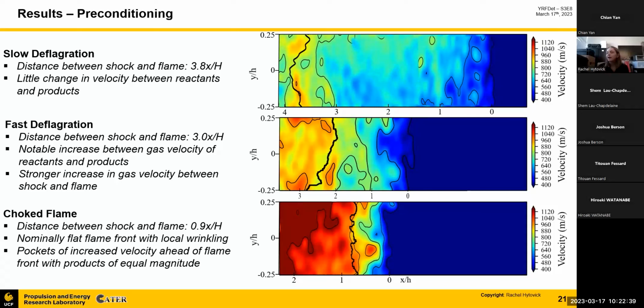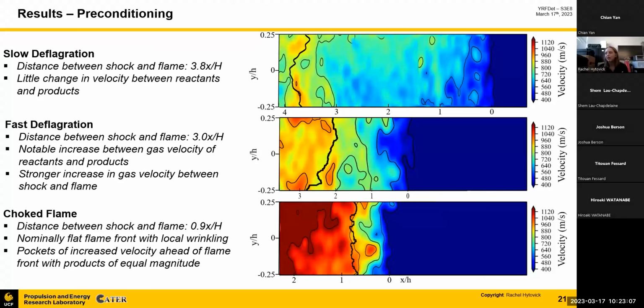And then in here, you can kind of see, which we'll go into in a second, that the velocity doesn't change the gas a lot between the products and the reactants. So there's not a lot of compression going on in that. There's not a lot of variation happening. And so in our fast deflagration on the right, we can see that our shock and flame are a little bit more coupled. So the PIV for this case was reading about 3 x/H apart.